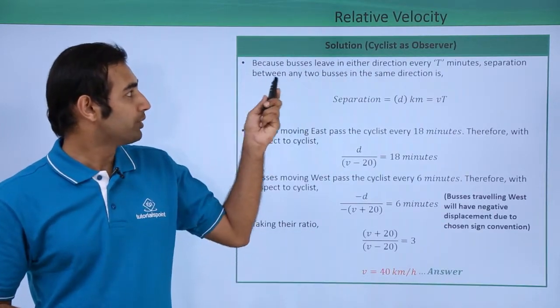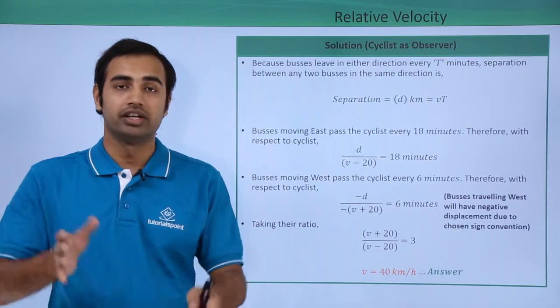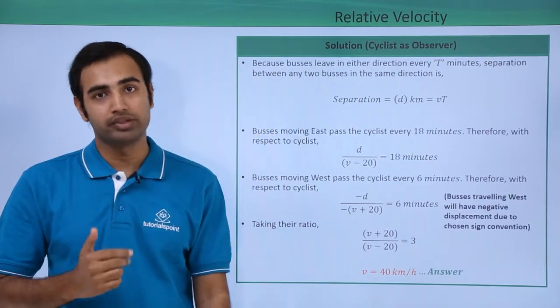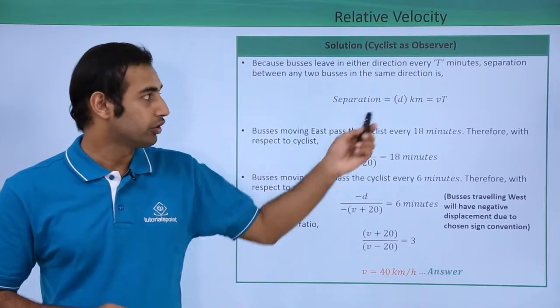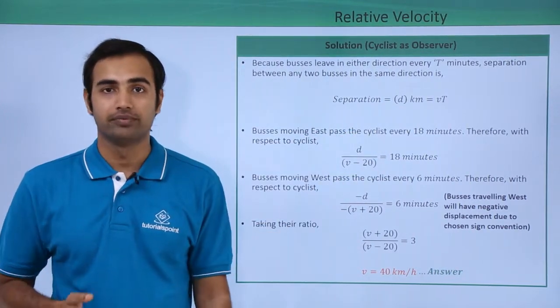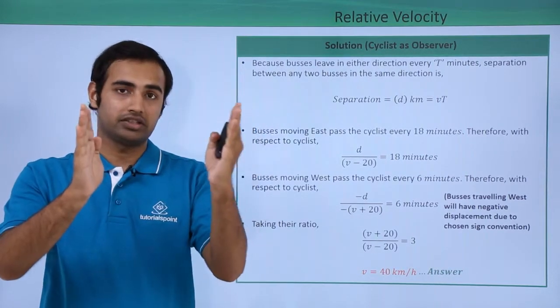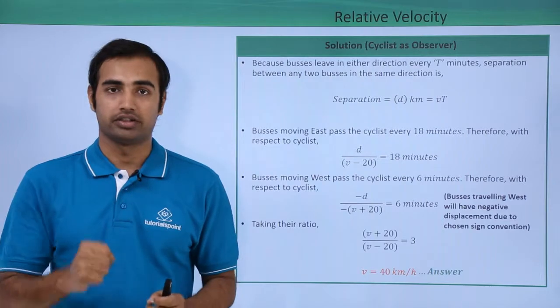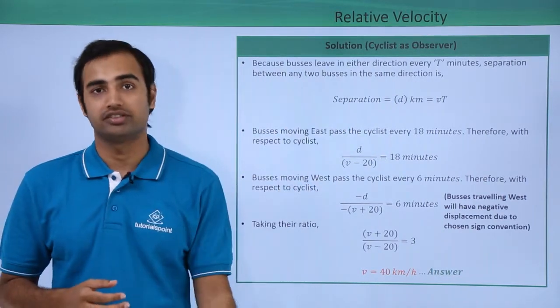Now, because buses leave in either direction every t minutes and they're going at a constant velocity, the separation between the buses will also be exactly the same. Now we assume that separation to be d kilometers, which is also clearly equal to v into t, right? Because when a bus left, and when the second bus is about to leave, t minutes have passed. So velocity v into t will give me the value of separation, which is d.